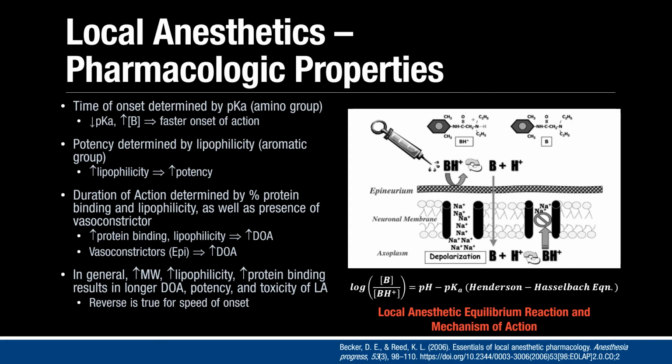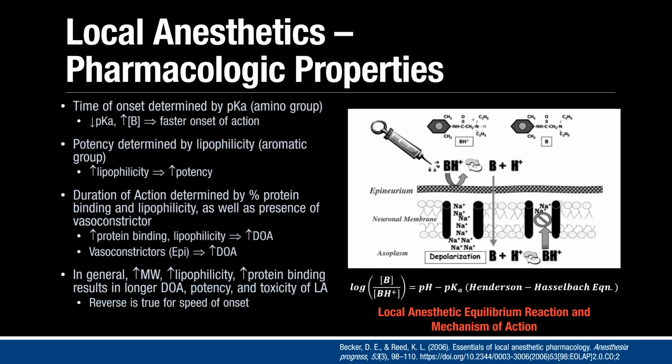Bear with me, this is probably the most painful slide of the entire lecture, but we'll get through it as quick as possible. So the local anesthetic properties that are relevant are the pKa, the lipophilicity, or the lipid solubility as it's also known, and then the percent protein binding. And these physicochemical properties affect the onset of action, the potency, and the duration of action respectively.